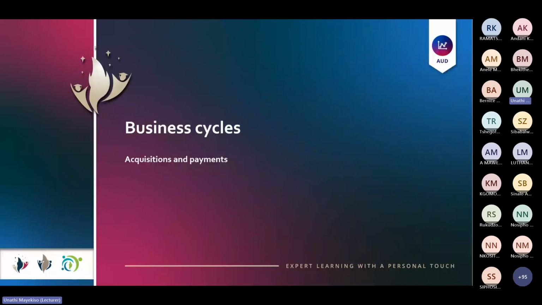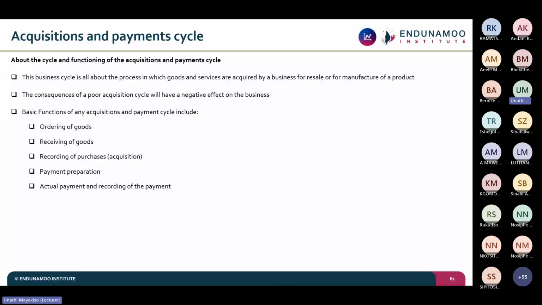This is your mirror opposite of revenue and receipts. Because remember, on the one side, you are selling stuff. Now imagine yourself on the other side as somebody who is buying stuff. So the cycle is about acquiring goods.